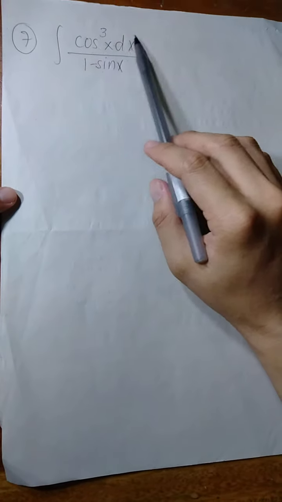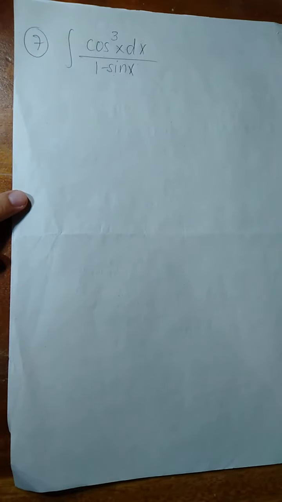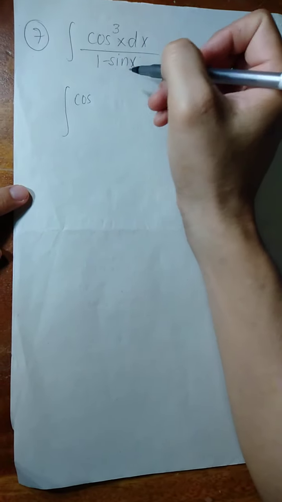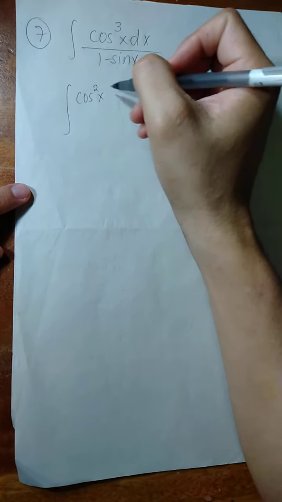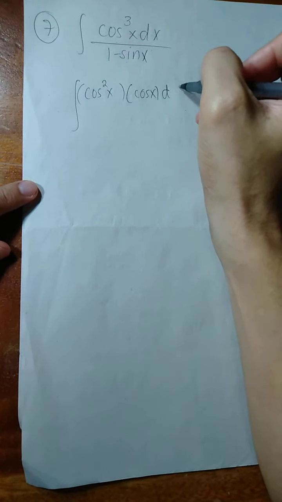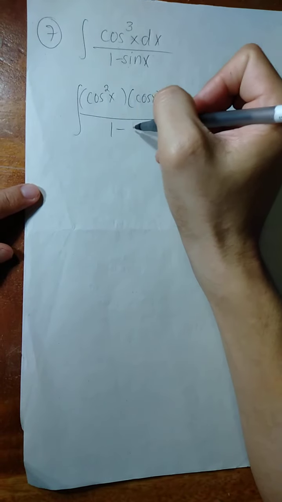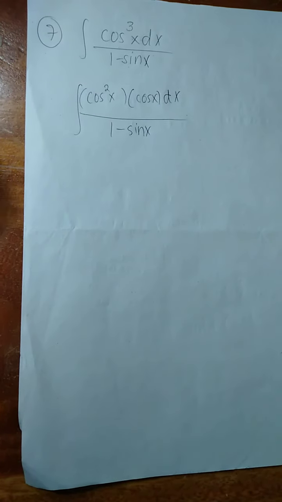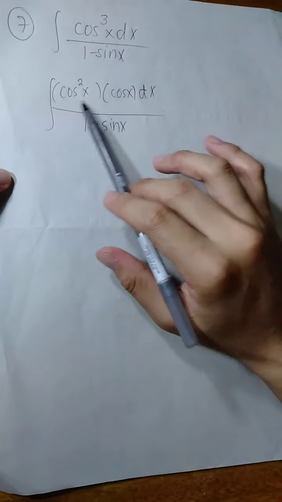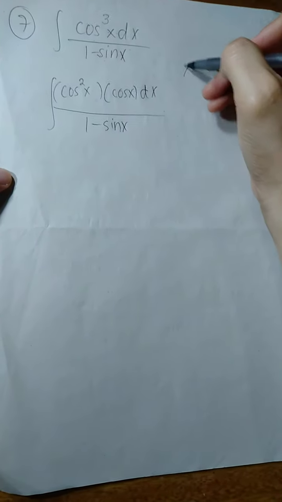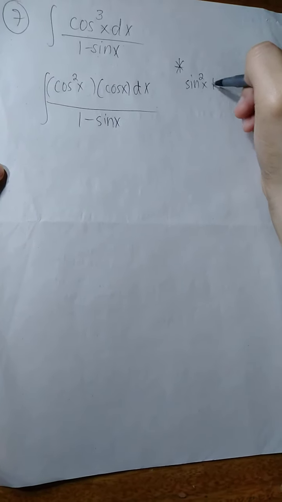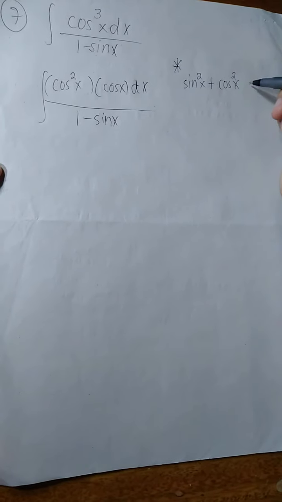So itong cosine cube, pwede nating paghiwalayin to. Okay, so pwedeng gawin natin integral of cosine squared x then cosine x, di ba? Pwede yan. All over 1 minus sine x. So pinaghiwalay natin. So then, this one, kung mapapansin, di ba may identity dito? So anong identity natin? So identity niyan is yung sine squared x plus cosine squared x is equals to 1.